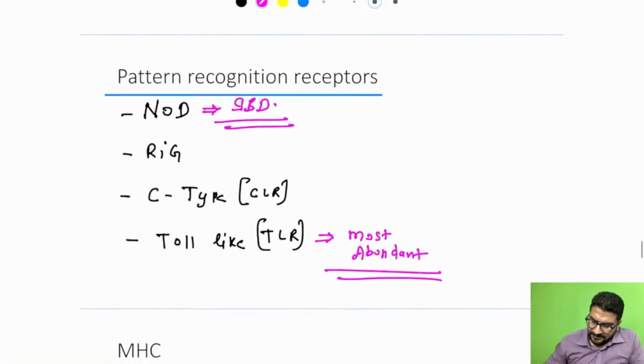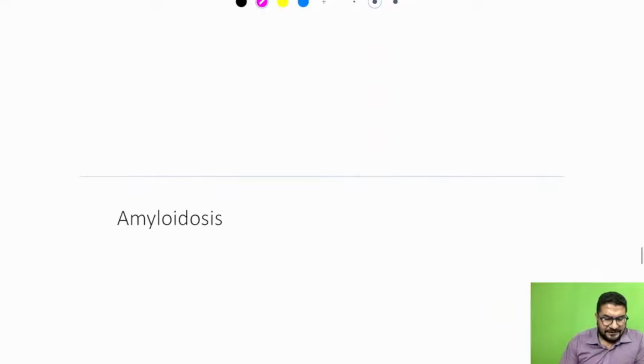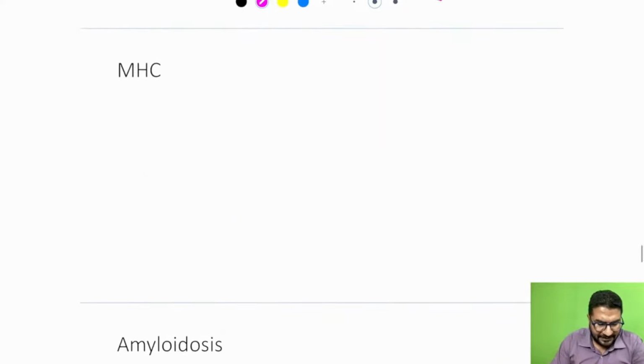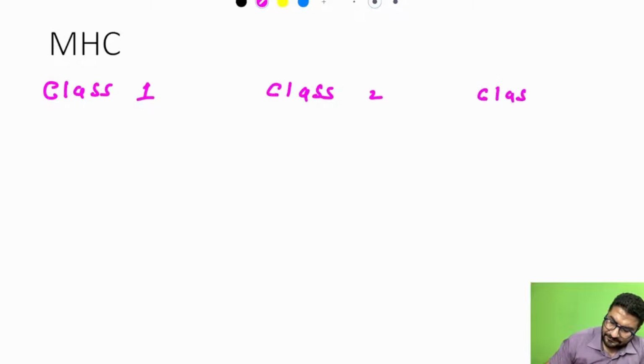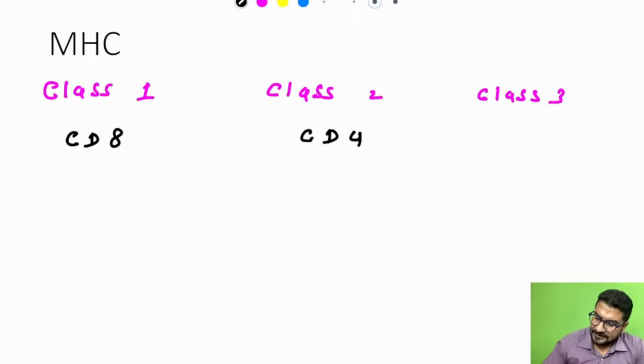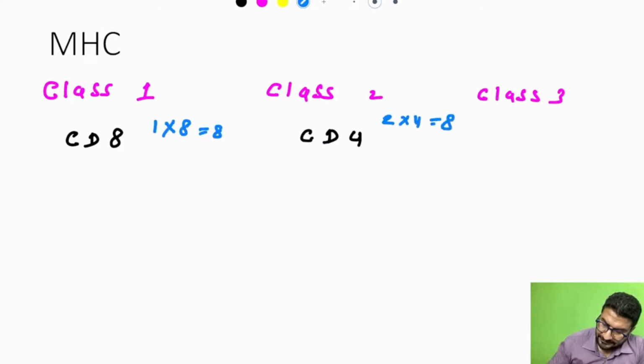Okay, now understand they ask you questions on MHC. MHC means major histocompatibility complex. There are some types of MHC you have to study: MHC class 1, MHC class 2, and MHC class 3. MHC class 1 takes the cells to CD8 T cells. Class 2 takes the cells to CD4 T cells. So 1 into 8 is 8, 2 into 4 is 8. Remember, the multiplication should be 8.